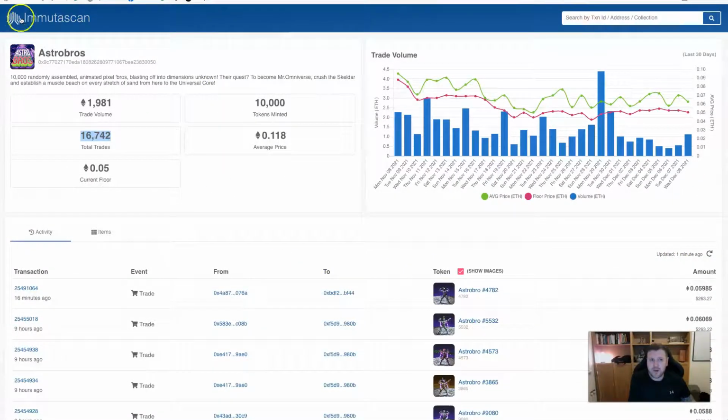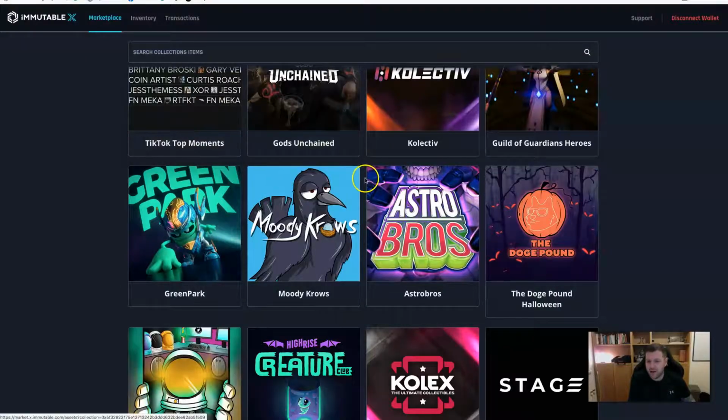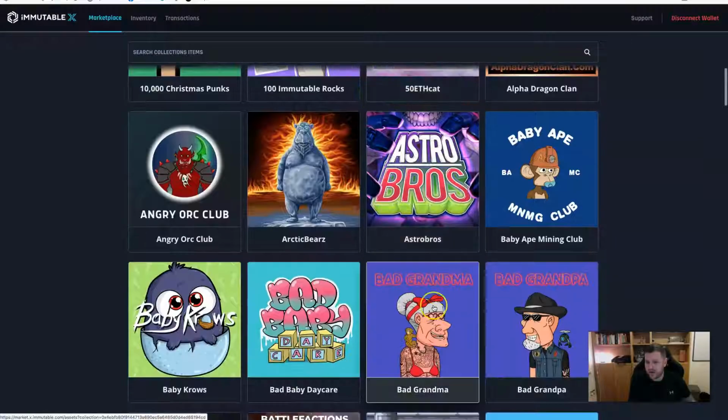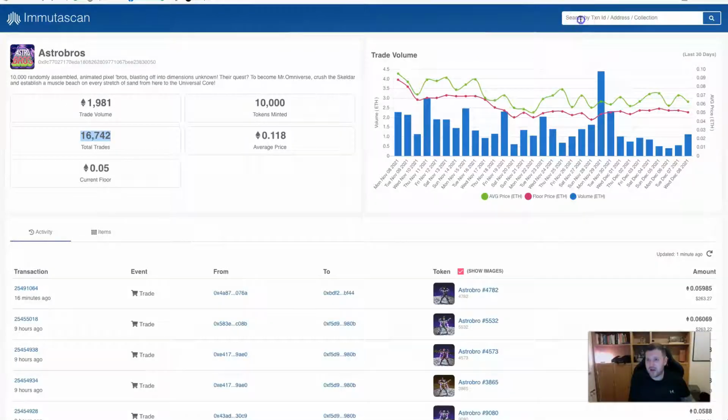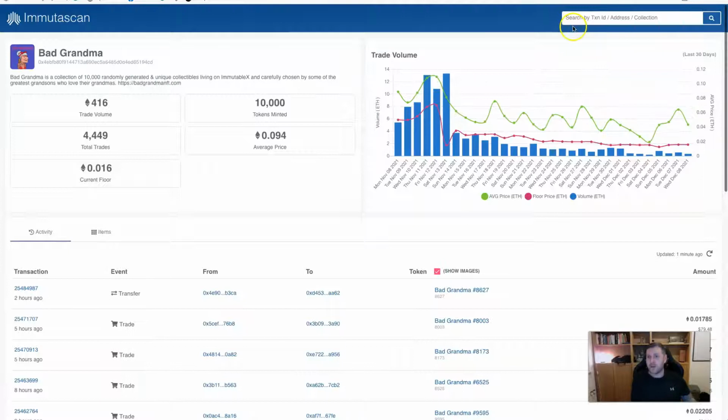So then again, we could come back to ImmutableX. Another one, like I said, I was flipping was Bad Grandma. So then again, you could come to Bad Grandma here. Type it in, you can see the stats for Bad Grandma. So this is 416 ETH, 10,000 minted, 4,000 trades, 0.09. But look at the floor price now, guys.